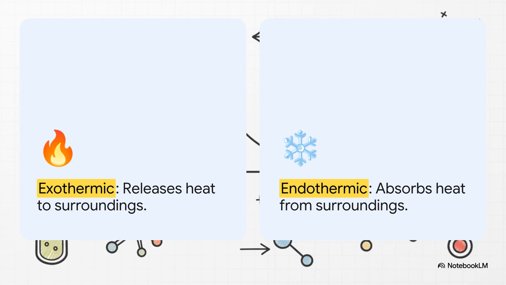So there is a totally fundamental difference in how reactions handle energy flow. Exothermic reactions release heat directly out into the surroundings. Just imagine thermal energy flowing outwards. But in direct contrast, endothermic reactions absorb heat from their surroundings. They literally pull thermal energy inward.